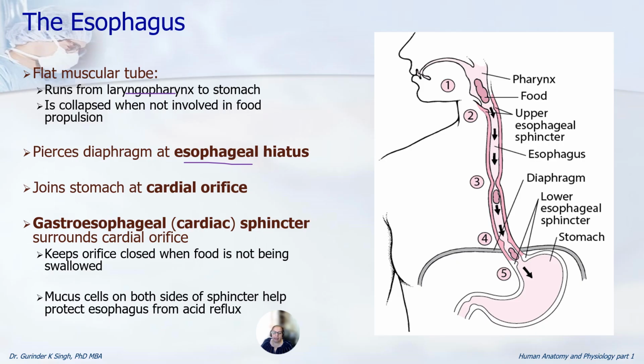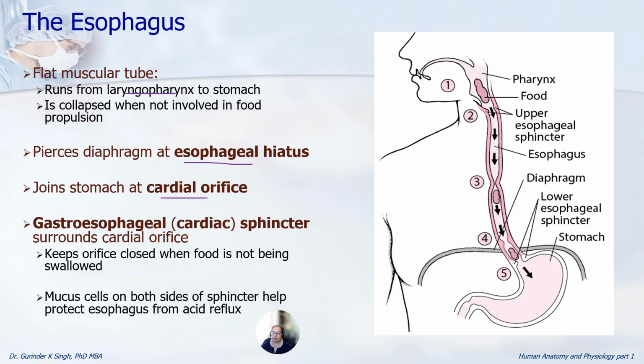Okay, and as we move downwards through the esophagus, the epithelium tissue of the lumen changes. Remember, we started with stratified squamous epithelium in the mouth, and as we go downwards and reach the stomach, it is going to turn into simple columnar epithelium cells. It joins the stomach at what we call the cardial orifice.